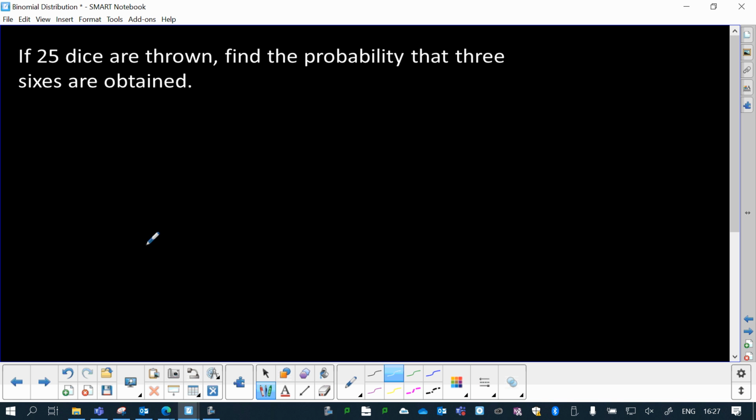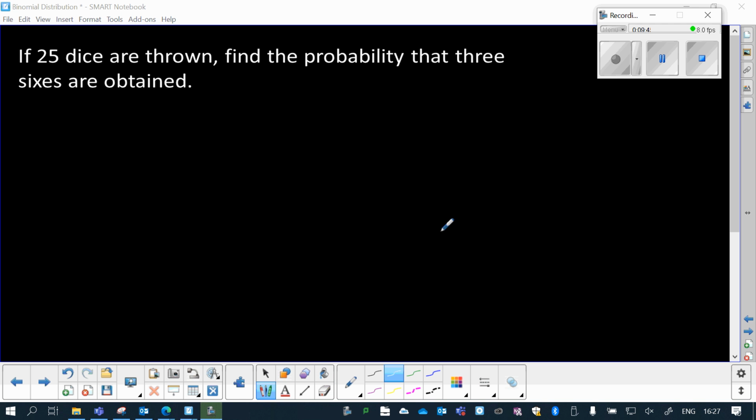I want you to have a go at that question. Probably won't take too long. 25 dice are thrown. Find the probability that 3 sixes are obtained. Let's have a go at using the notation X tilde the brackets, to describe the number of trials and the probability. Let's see the full calculation written out, nCr, probability, and then work out the answer.